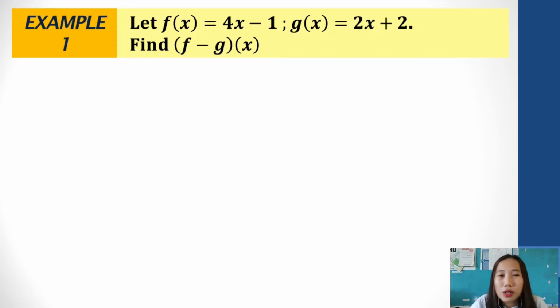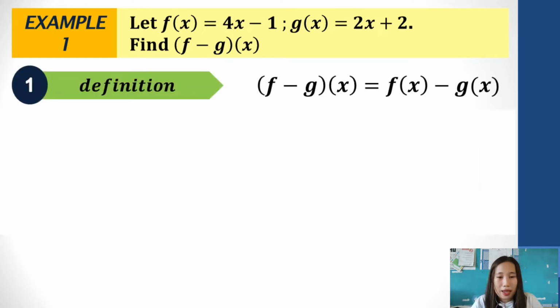Okay, unang-una mong gagawin kung ano yung hinahanap niya. Ang hinahanap niya ay si f minus g of x. Kailangan mong tandaan kung sino yung nauna, sino yung pangalawa. Ang una natin dito si f of x. Ang pangalawa natin dito ay si g of x. Okay, first step, definition. (f minus g)(x) equals, since nauna yung si f, ilagay mo una si f of x minus g of x.